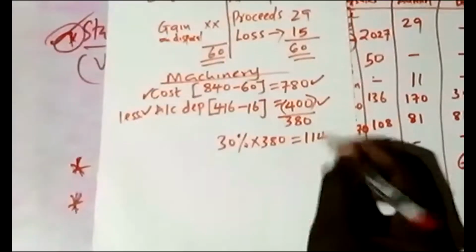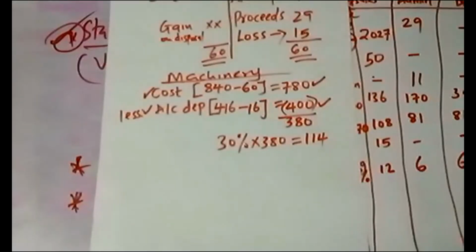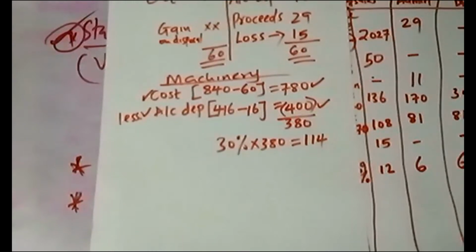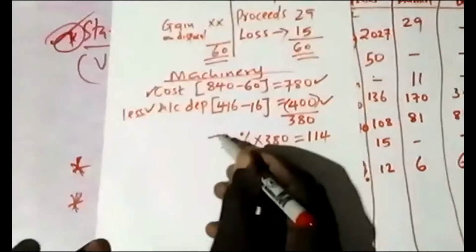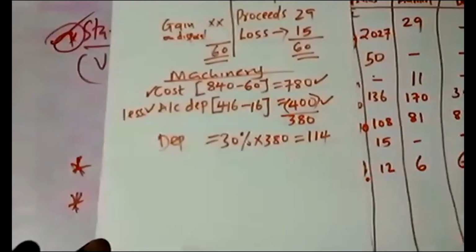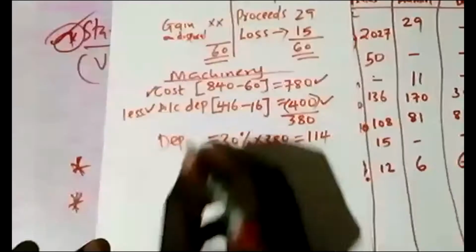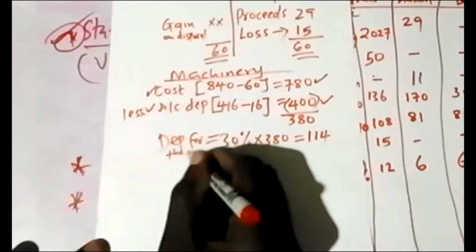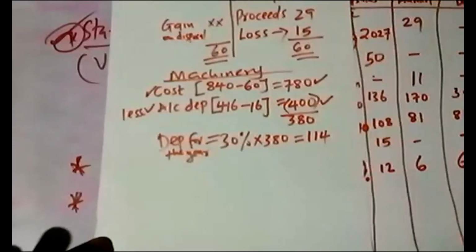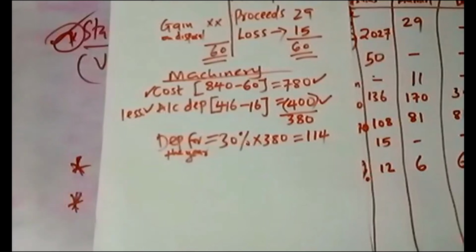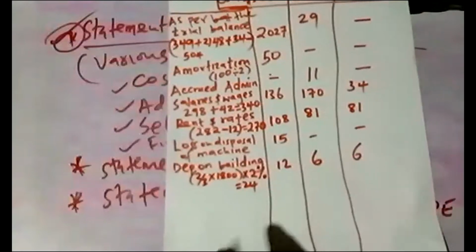$114. So that is the 114. Once you have the 114, that is what now concerns depreciation for the year. This is the depreciation for the year, for the machine, and that is what we record as an expense. That is what we record here.